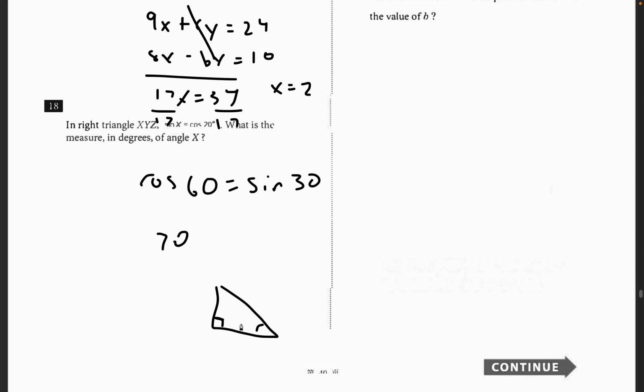Let's say this was a sine, opposite over hypotenuse, right? So let's say this is B, and let's say this is D. The sine of this angle is B over D. And let's say this was the cosine. This is the complement, 90 minus x. The cosine of this is adjacent over hypotenuse, so B over D is equal to B over D. That's why they're equal to each other.